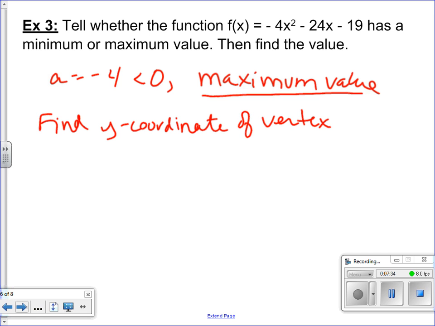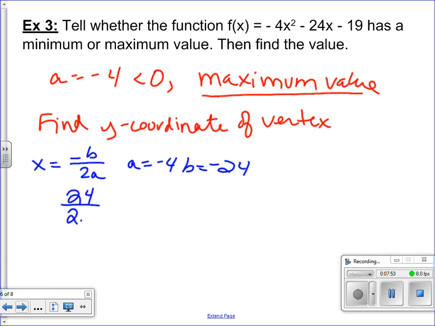Now, in order to find the x-coordinate of the vertex, remember, that's also the line of symmetry, and that's the opposite of b divided by 2a. In this case, a is negative 4 and b is negative 24. So the opposite of b is 24 divided by 2 times negative 4. So 24 divided by negative 8. So x equals negative 3. All right, now we know our x-coordinate of the vertex, we have to find the y.